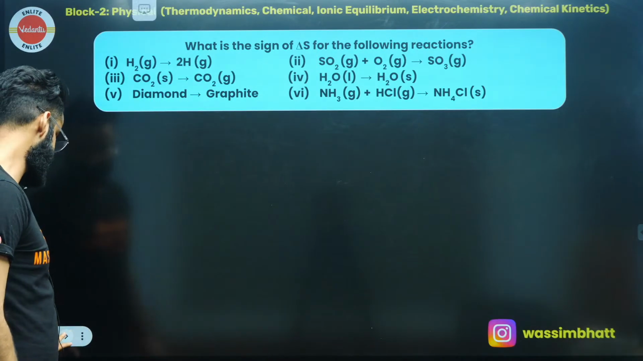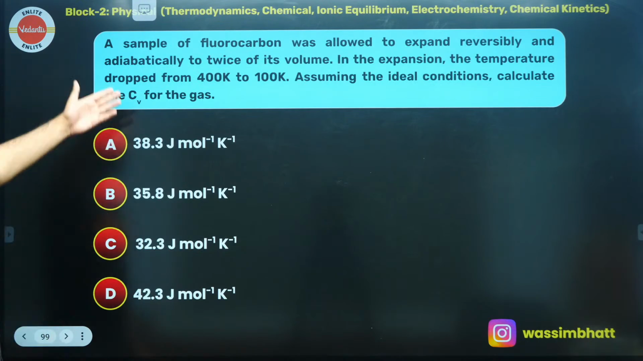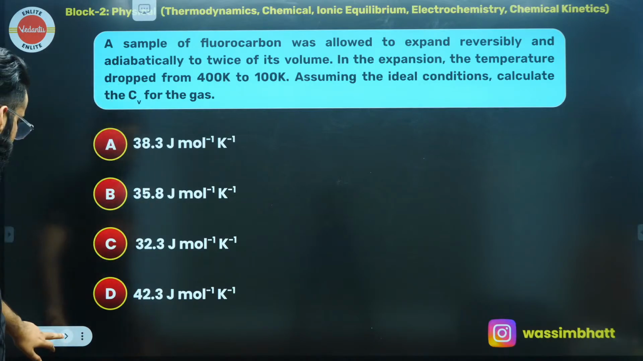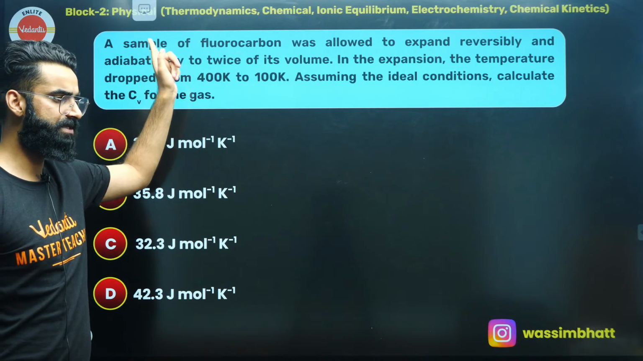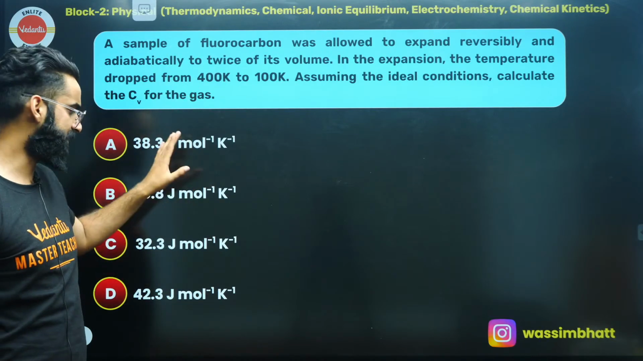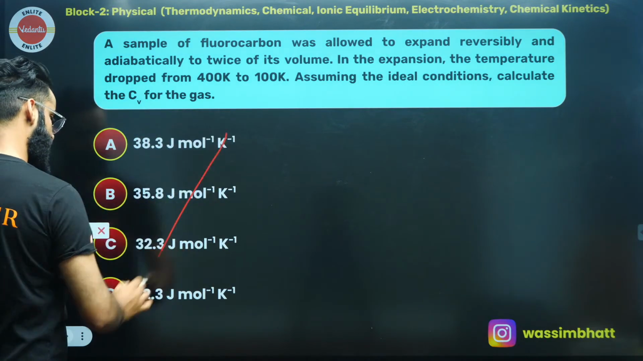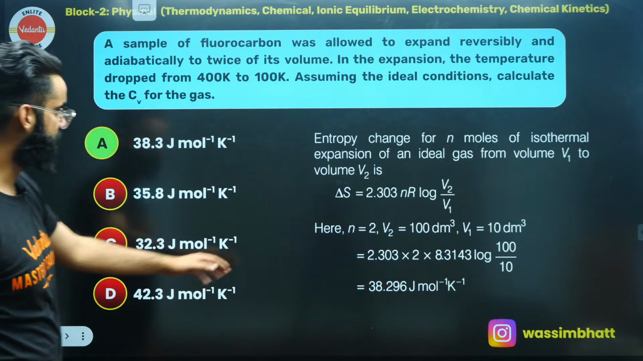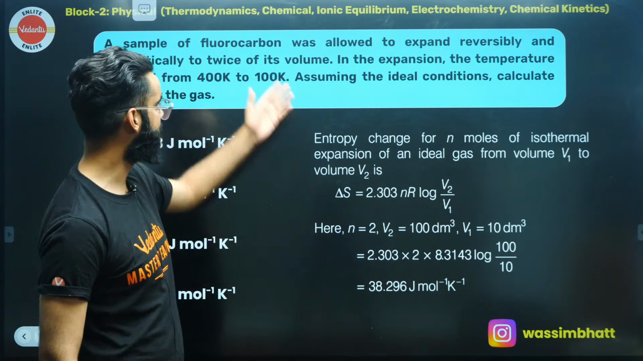Right? You should be able to solve these questions. Wait, this question we solved 5 minutes back only, and its options are irrelevant. Leave this question aside, guys. This question, CV for the gas, we got to know as R by 2. R by 2 was its answer, right? Perfect. These are the options of some other question, not the correct options. This is some other question in which you have to calculate entropy change.